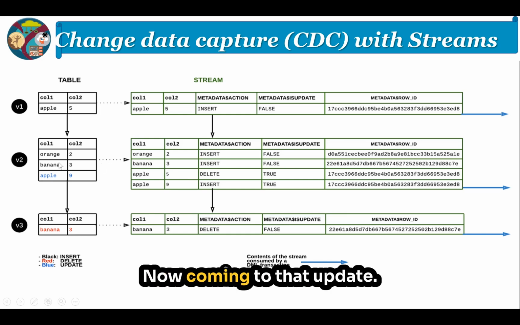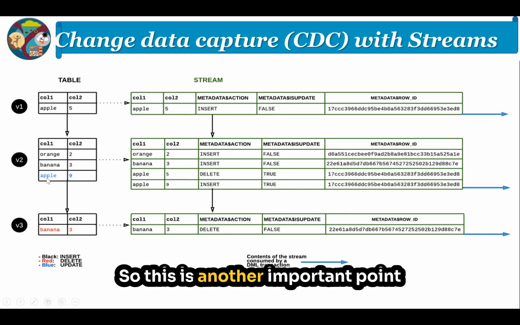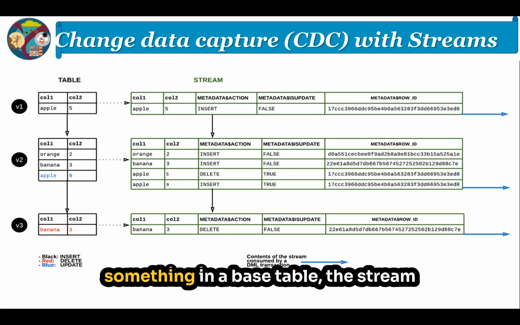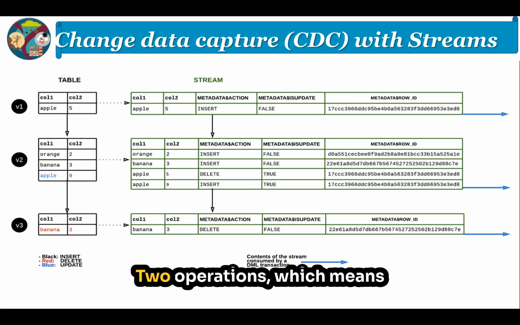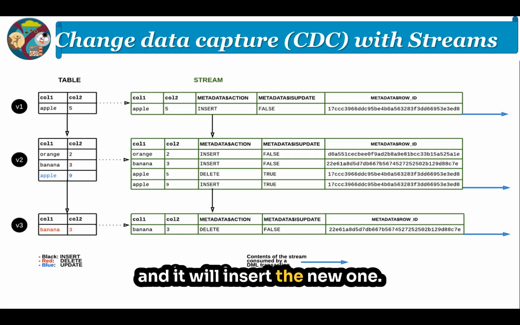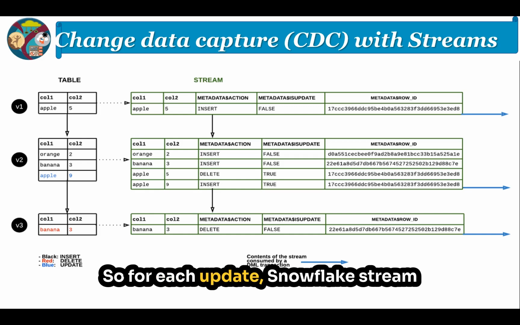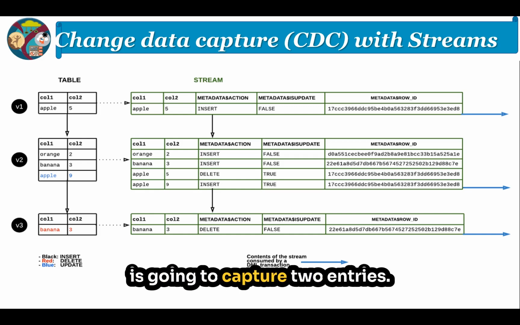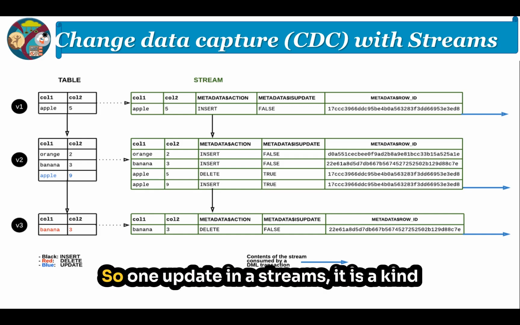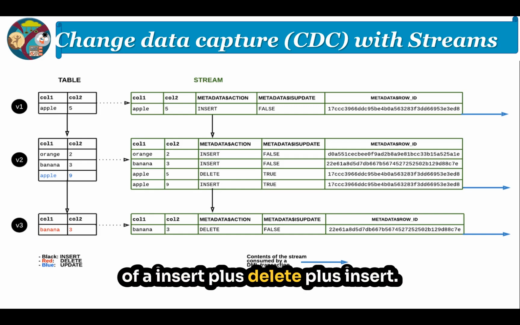Now coming to the update, this is another important point you need to remember in streams. Whenever you update something in a base table, the stream is going to treat that as two operations, which means behind the scenes it will delete the existing one and insert the new one. So for each update, the Snowflake stream is going to capture two entries, one for delete and another for insert.